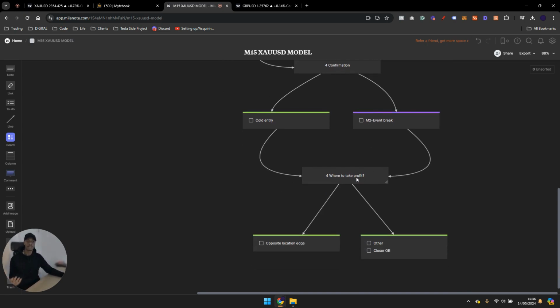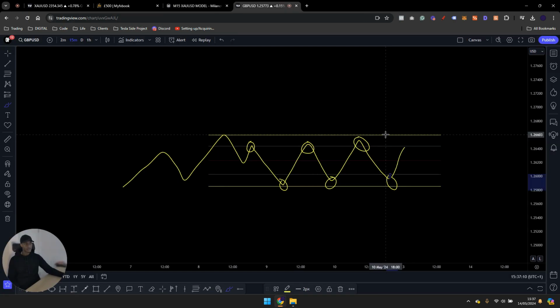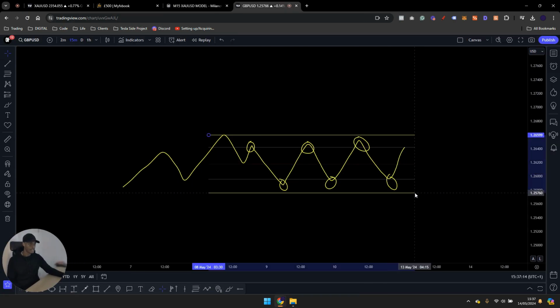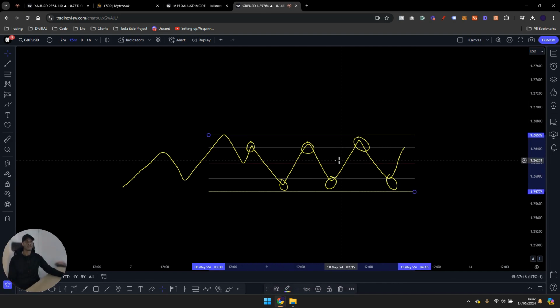And then where to take profit. Do you take profit at the opposite location edge, or do you take profit at a closer OB because you know it has the potential to shift direction, because maybe it's been in that range for a day or so? So you can see here, let's just say this has been a range for a day, and potentially you could take another trade here.